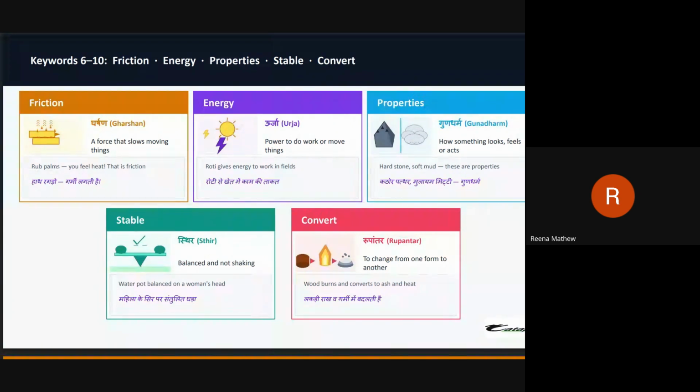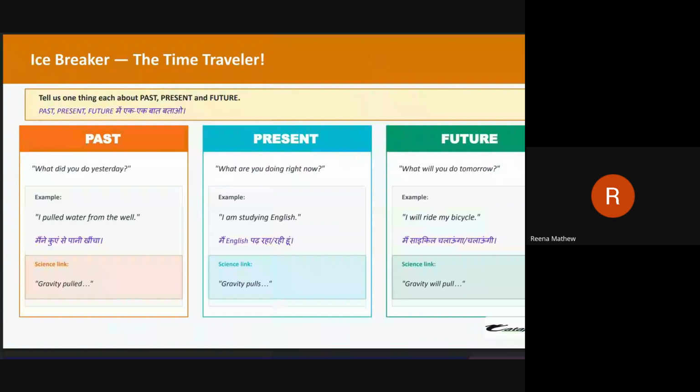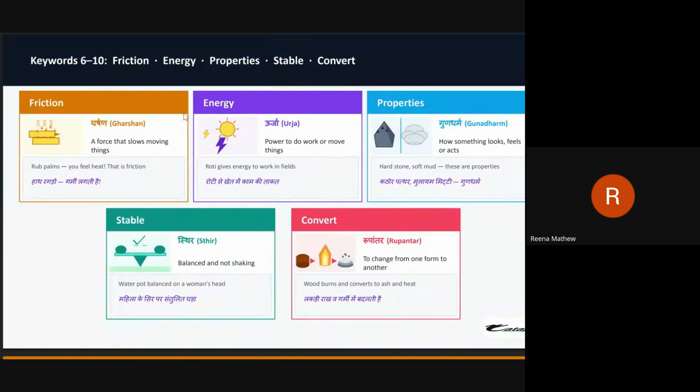The next word is convert. That is to change from one form to another. Can you make a sentence with convert?